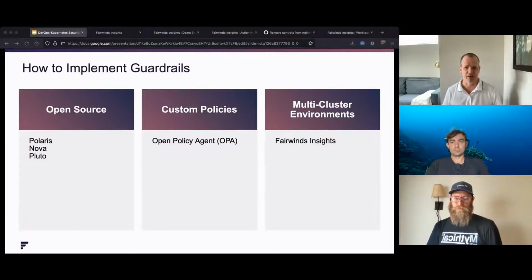There's another tool called Pluto that we have. I'll come back to Nova in a sec. Pluto helps you detect Kubernetes API versions that are either deprecated, so they will in the future be removed in their current version, or they perhaps already have been removed.